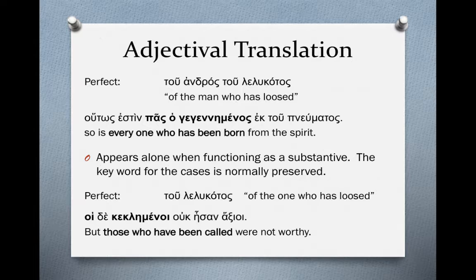Here's an example of the nominative case. So in this case there is no key word that we'll keep, but this would be translated, those who have been called were not worthy. So what's the subject of the sentence here? It's actually the participle, hoi keklemenoi, and there's no other noun or pronoun that appears with it. It's standing alone. And so it would be translated, those who have been called were not worthy. And notice in our translation how we've kept that key word helping verb have, which helps us understand that it's more of a perfective aspect.